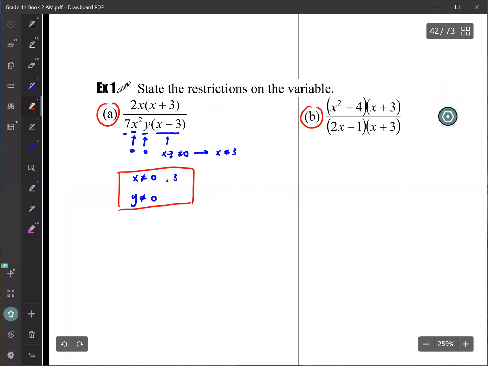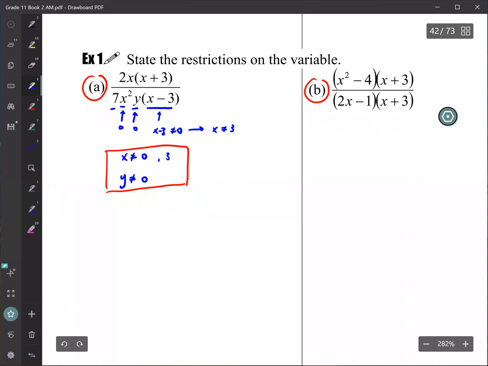Okay, Nathan, what about the question B? How many parts are there? Is there 2 parts? Which 2 parts? Like 2x take away 1 and then x plus 3? Yeah, very good. So we just make each one not equal to 0.